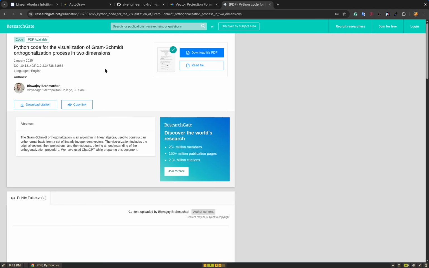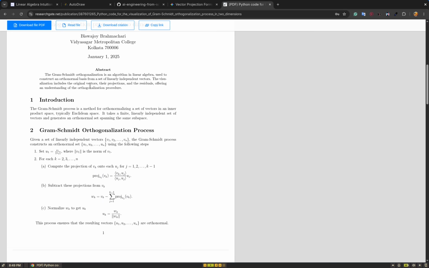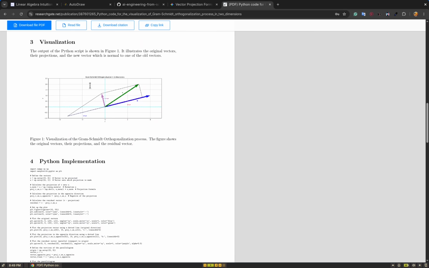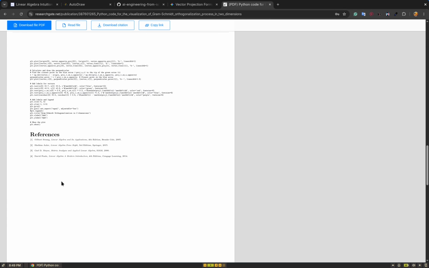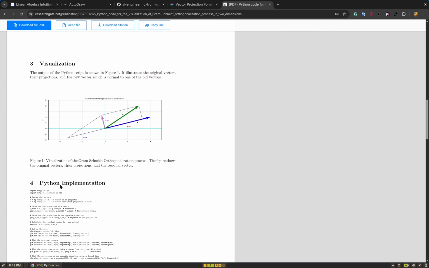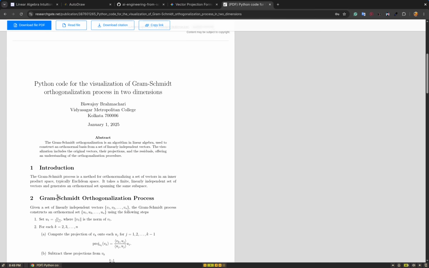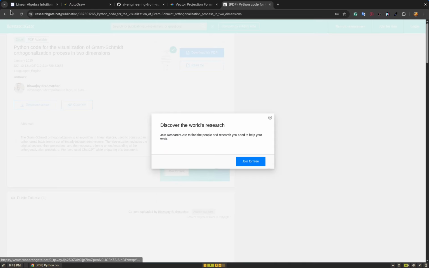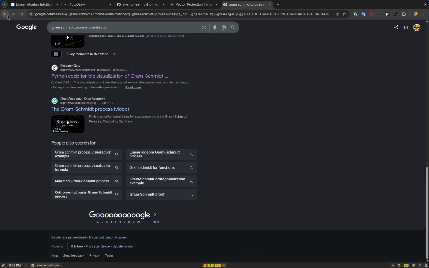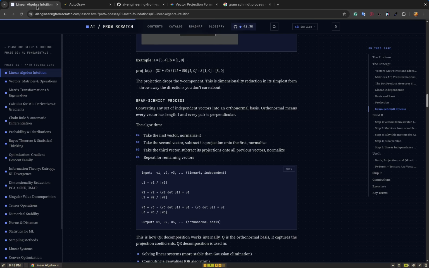ResearchGate, Python programs in 2 dimensions. This is the Python concept visualization. What library does it use, pyplot? I don't understand this fully. I will understand, I think, when I code this.